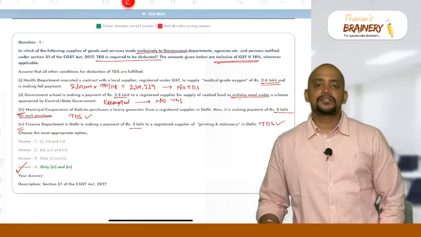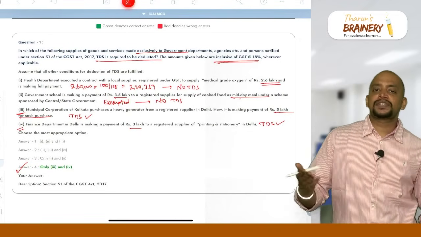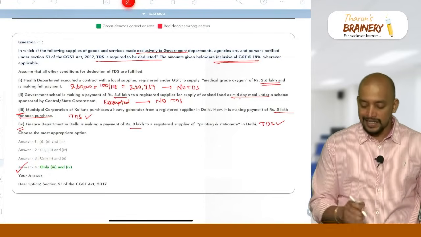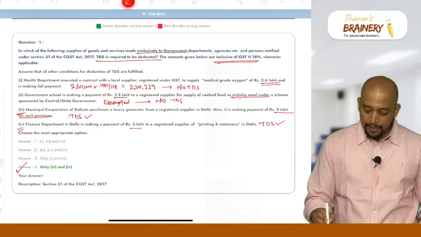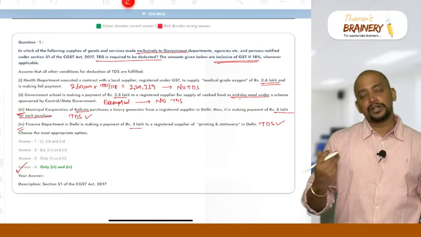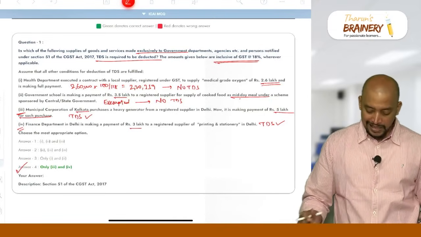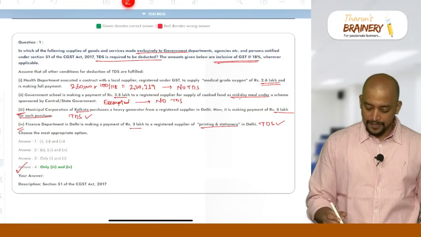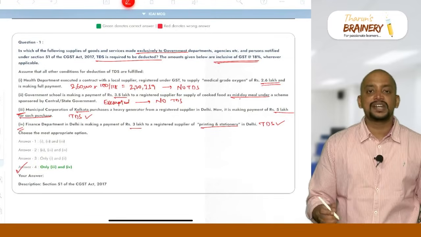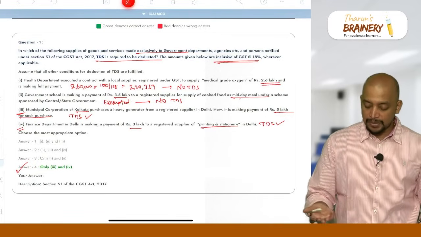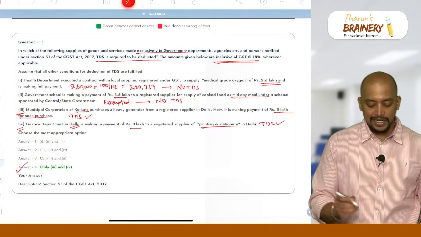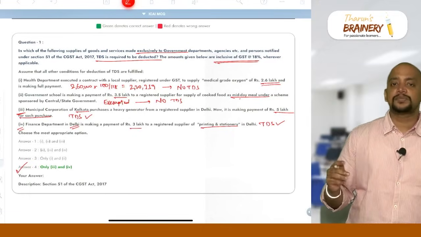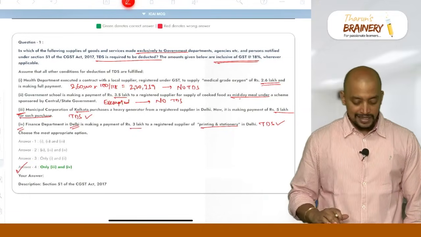Also in the third case and fourth case, one more point you need to check. The place of supply and the location of recipient should be in the same state. Here is the sale of a generator. So what is the delivery point? Delivery point is Kolkata and recipient is also in Kolkata, so TDS applicable. Next case, printing and stationery services. By general provisions, place of supply will be the location of recipient and the recipient is also in Delhi, so TDS will be applicable, no restriction. Otherwise, if the place of supply and location of recipient are not in the same state and it is an interstate supply, TDS is not applicable.